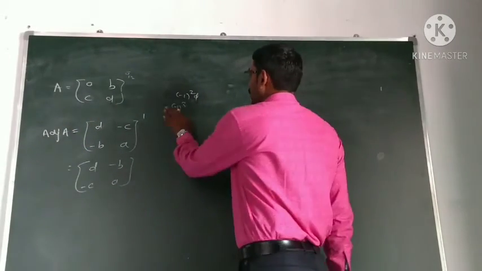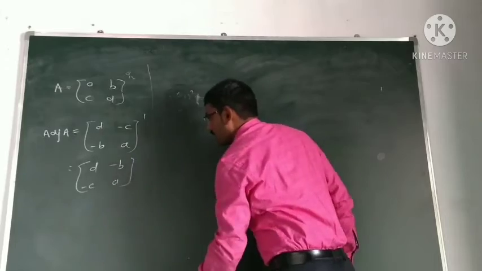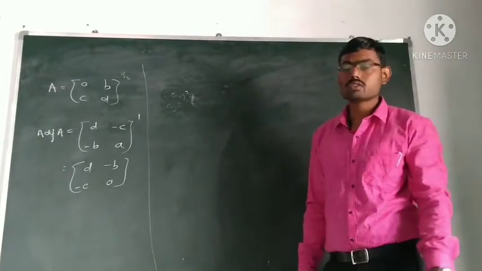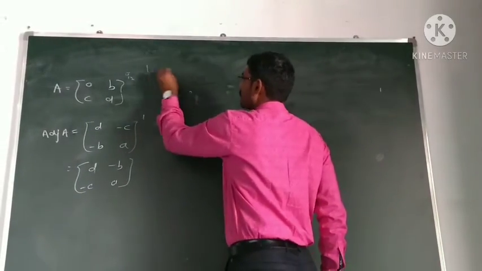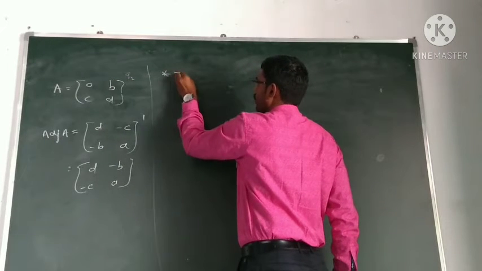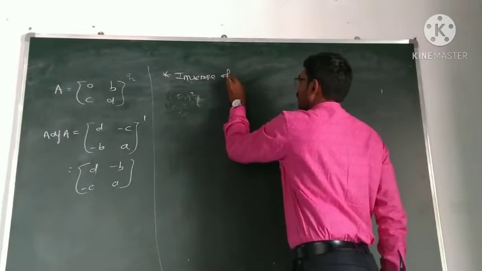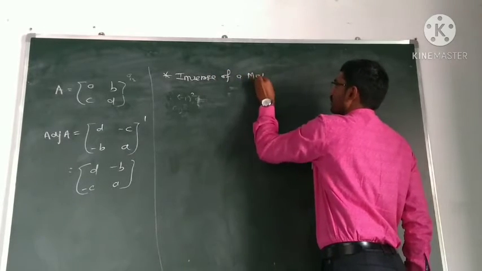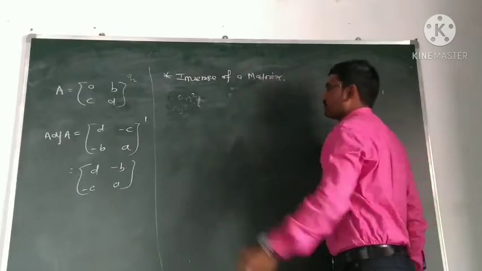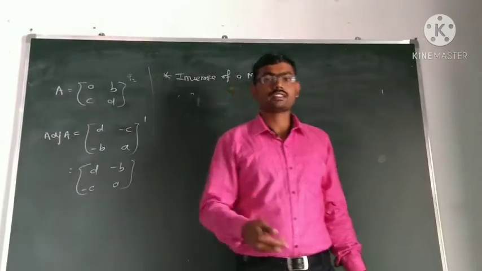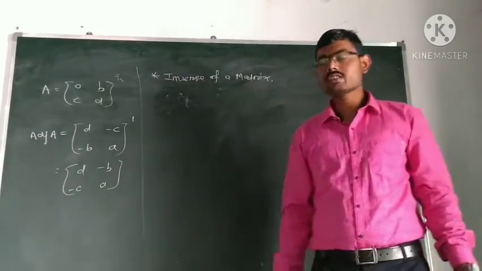Now we will go to another definition, that is the inverse of a matrix. So this was about adjoint. Now we will focus on the inverse of a matrix. What is the inverse of a matrix? I will write the first definition.